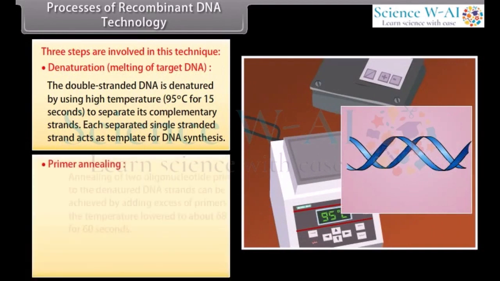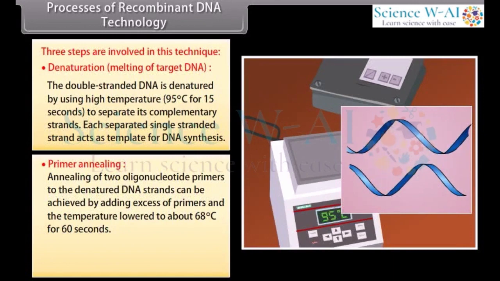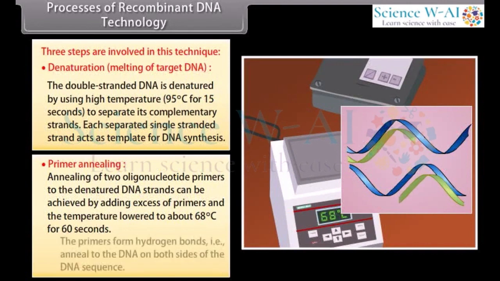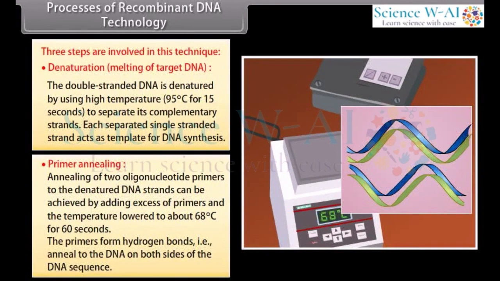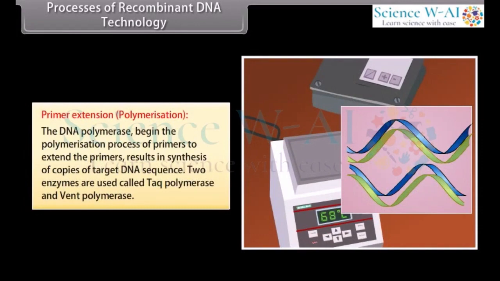Primer annealing. Annealing of two oligonucleotide primers to the denatured DNA strands can be achieved by adding excess of primers and the temperature lowered to about 68 degrees Celsius for 60 seconds. The primers form hydrogen bonds, that is, annealed to the DNA on both sides of the DNA sequence. Primer extension, polymerization. The DNA polymerase begins the polymerization process of primers to extend the primers, resulting in synthesis of copies of target DNA sequence. Two enzymes are used called Taq polymerase and Vent polymerase.